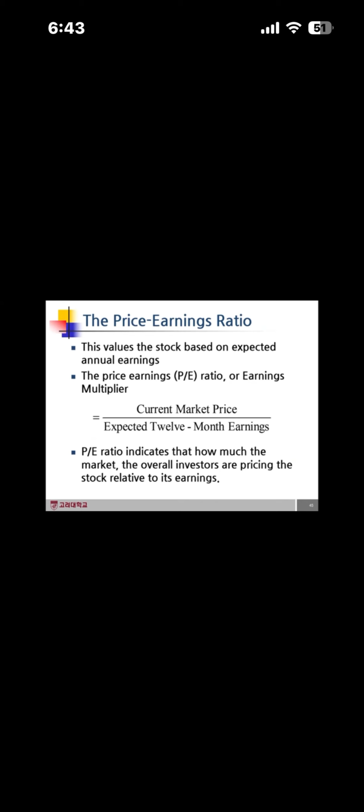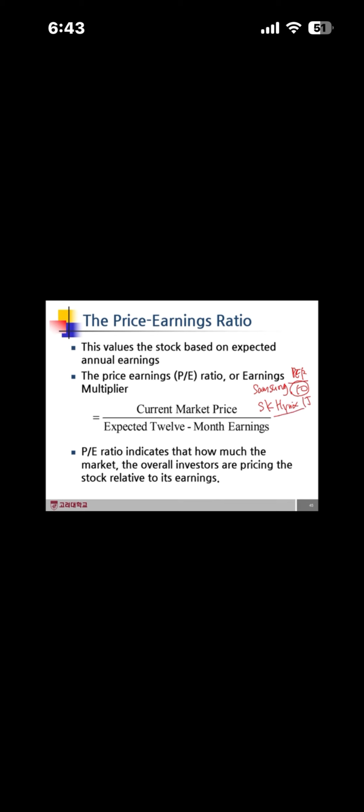Suppose Samsung Electronics has a PER of 10 and SK Hynix is 15. If all other things are equal, Samsung's stock price can be said to be undervalued, because the market is undervaluing the stock relative to SK Hynix's earnings.